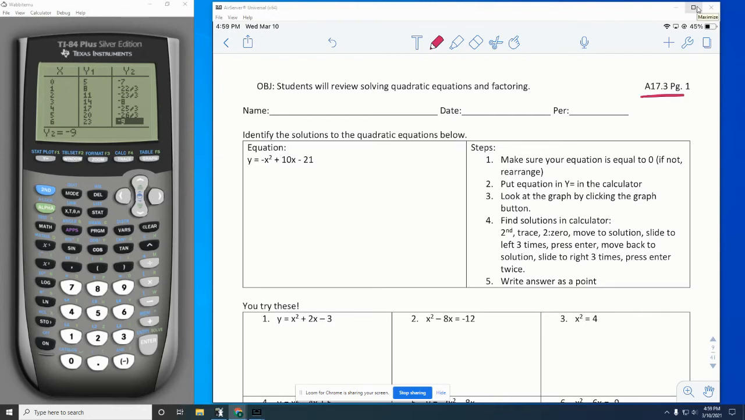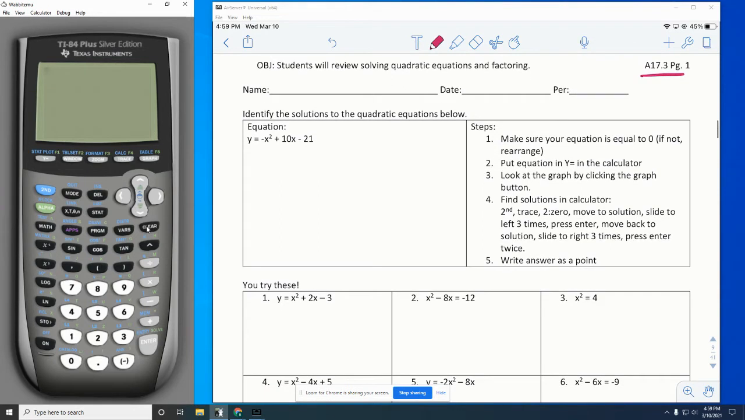This video is going to talk you through assignment 17-3. We're going to do some of the problems together, and then you're going to do some of them on your own. So the first page, they've asked us to identify the solutions to the quadratic equations below.